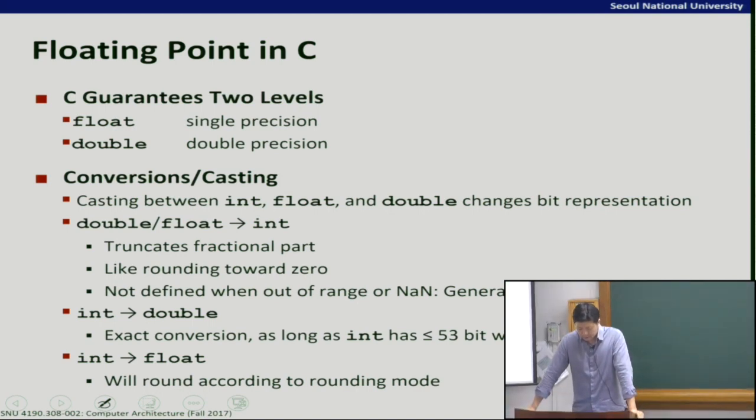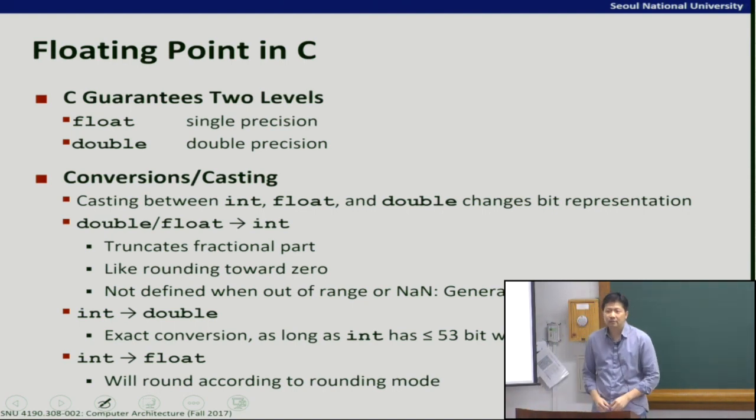It's not defined. But in many cases, this value is generally TMin, the minimum number that can be represented. Into the double, because this one, you try to put this integer into a real, a scientific number format. The exact conversion happens in this case as long as int has 53 bits or fewer, like a word size. Why? Any guess?